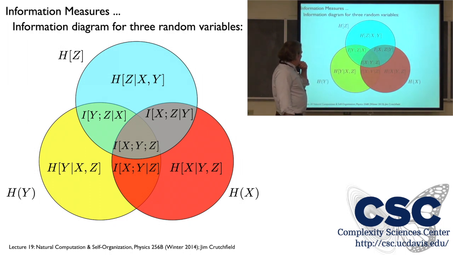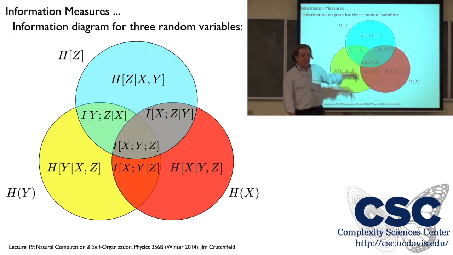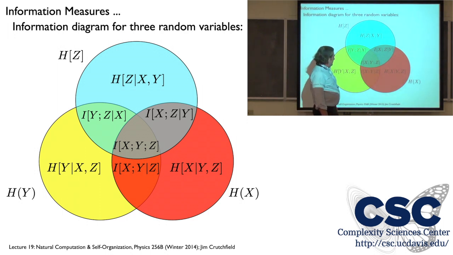Now, okay. So what good is this? Well, actually, this is a whole set of questions, right? This represents a large number of information identities that you can just read off, right? The mutual information between X and Z is the three-way mutual information plus the mutual information between X and Z given Y.